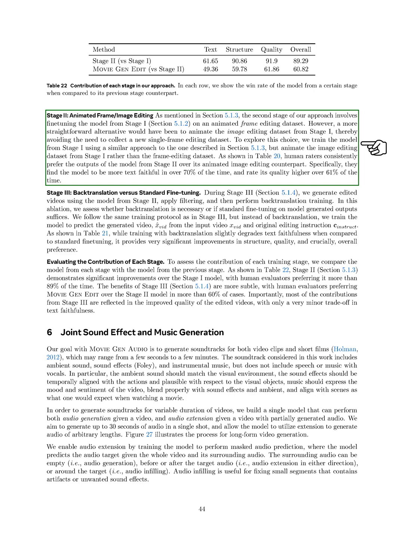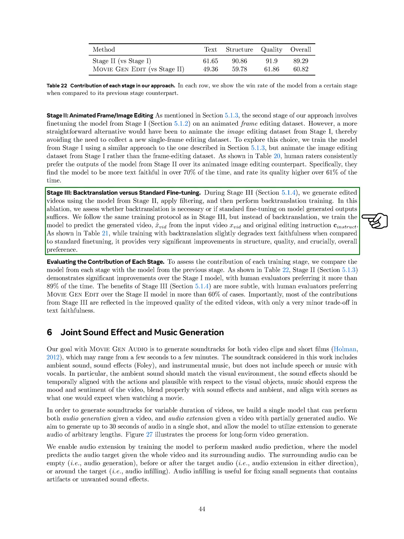In Stage 2, we fine-tune the model from Stage 1 on an animated frame editing dataset. Alternatively, we could have animated the image editing dataset from Stage 1, avoiding the need for a new dataset. To explore this, we train the Stage 1 model using the animated dataset. Our results show that human raters consistently prefer the outputs from Stage 2, finding them more text-faithful and of higher quality.